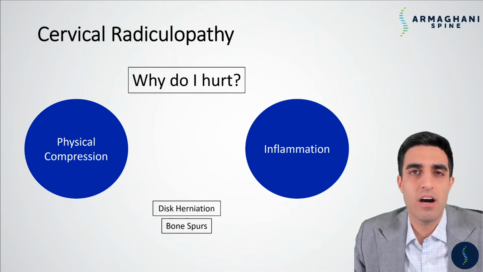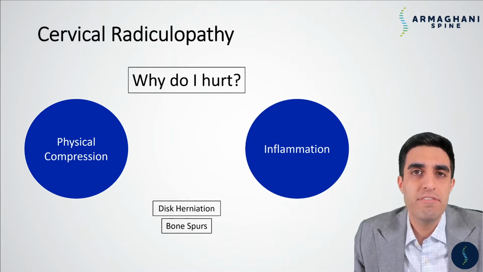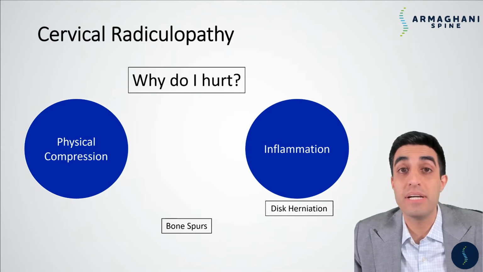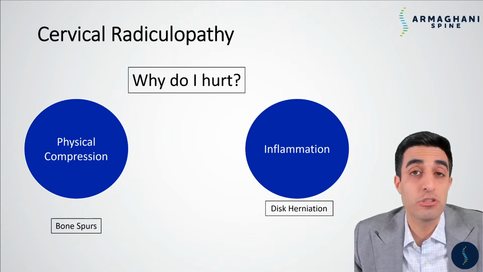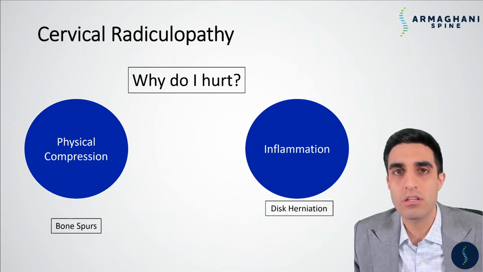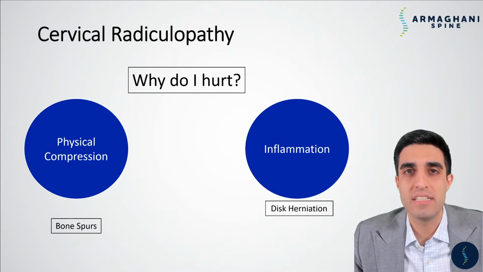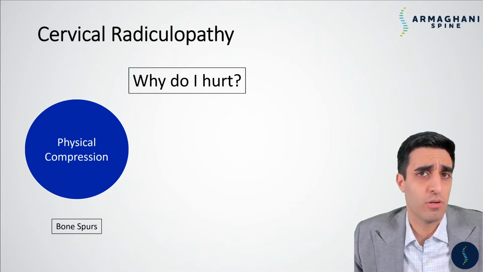If we look back to the causes of why you hurt, a disc herniation or bone spurs, we find that a disc herniation is much more likely to be causing pain through inflammation as opposed to physical compression. However, bone spurs tend to be more of a physical compression type issue, a long-term chronic issue, as opposed to inflammation. These are treated in different ways. Physical compression, again, is something that I've said has been there for a long time.